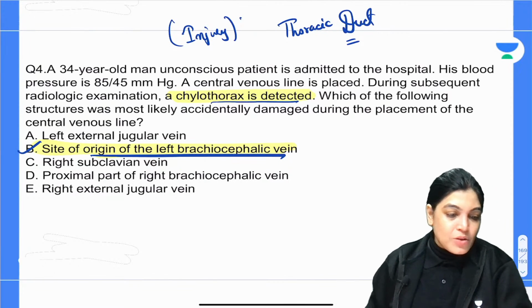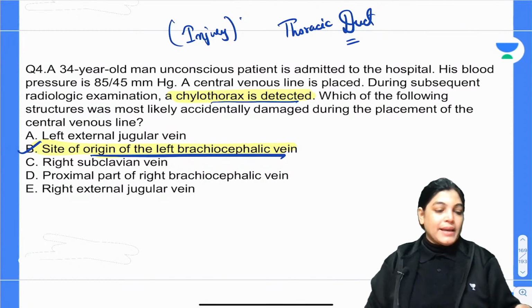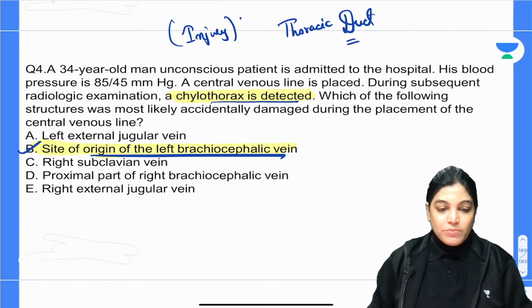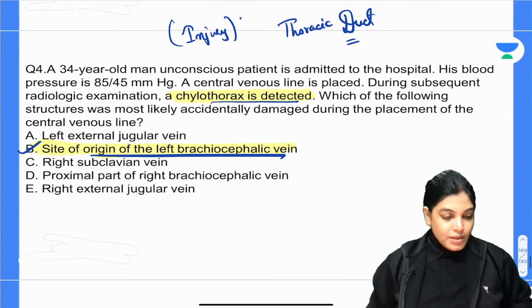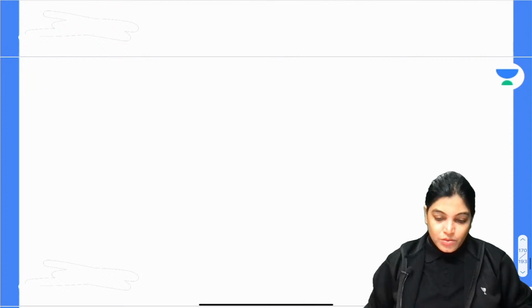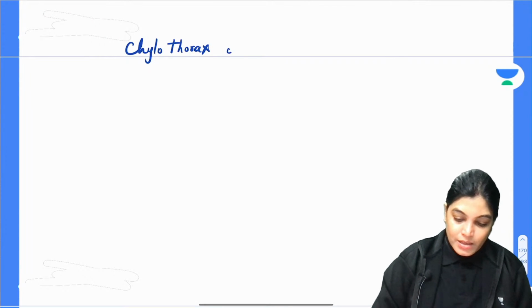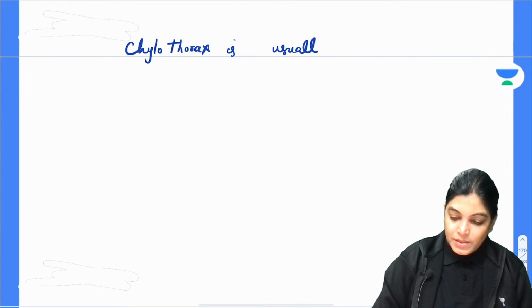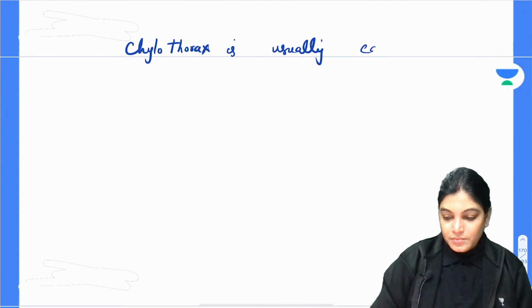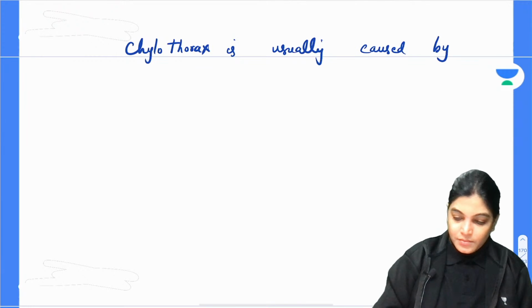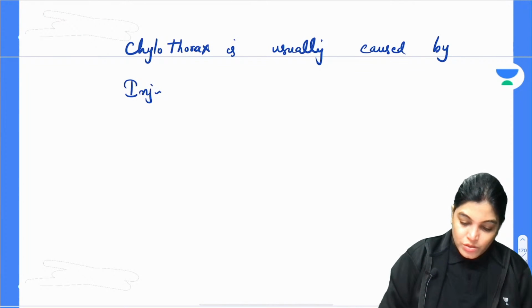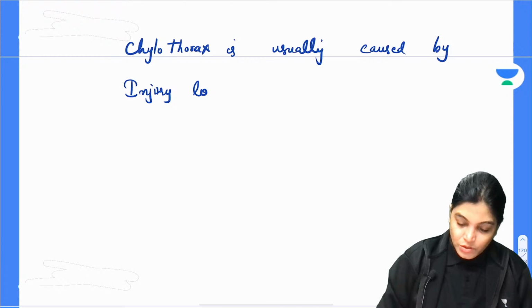So for this MCQ also, I want to show you the diagram so that you can understand this. Let me show you the diagram. If you want, I will write the whole answer for you. Chylothorax is usually associated with injury to the thoracic duct. So this is a case of injury to the thoracic duct.